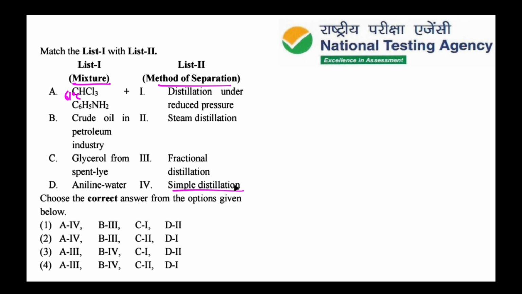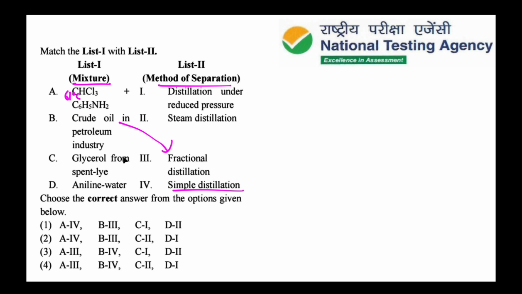Actually, simple distillation is used for purification of organic compounds which have a large difference in their boiling points. So chloroform and aniline can be purified by simple distillation. Then crude oil in the petroleum industry. We know very well we use fractional distillation. Fractional distillation is used for organic compounds with very small boiling point differences. So crude oil can be purified by using fractional distillation.